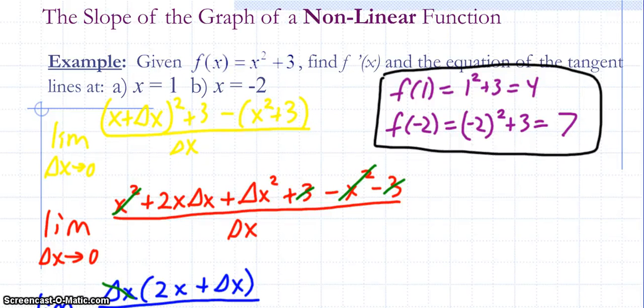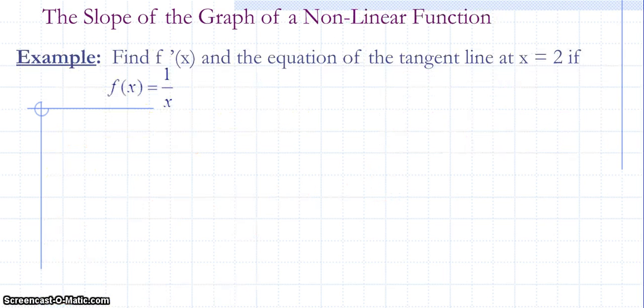Alright, so now we're going to move on to part 2, doing more examples, good times with derivatives and the limit definition of a derivative. So, I want you to find f prime of x and the equation of a tangent line at x equals 2 if f of x is 1 over x. So pause the video, find the derivative, find the equation of the tangent line, unpause when you're ready to check your work.